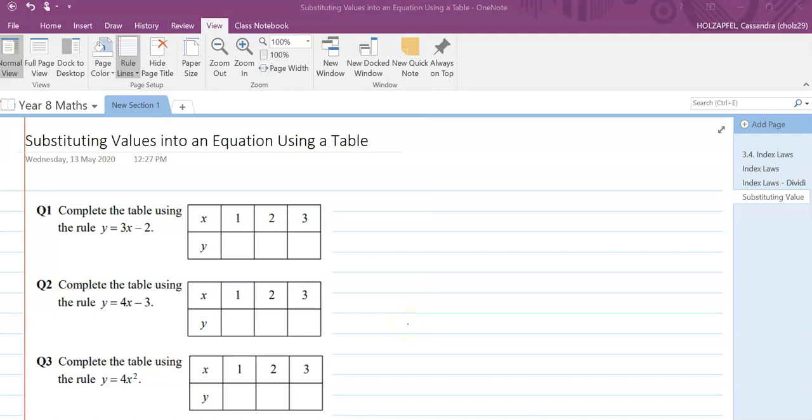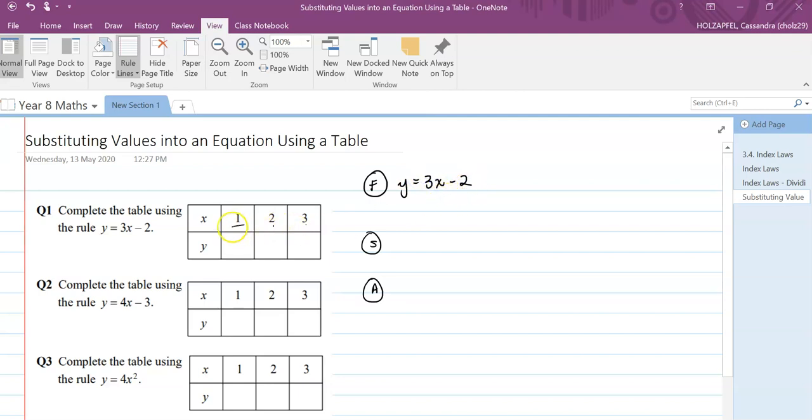Hi guys, we're going to have a look at substituting values into an equation using a table. So we've got the rule here, y is equal to 3x take 2, and we have three values of x that we're going to substitute into this equation. So we're always going to follow FSA. So we've got our formula, and then we'll substitute, and then we will have our answer at the end. So the formula or the rule that we're going to use is y is equal to 3x take 2.